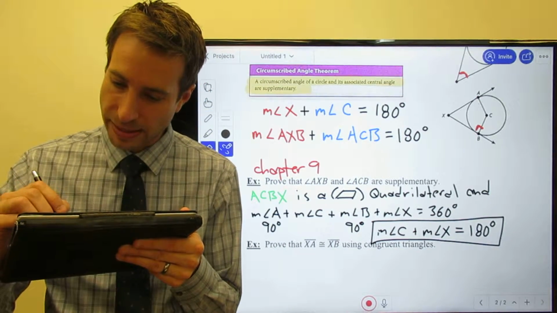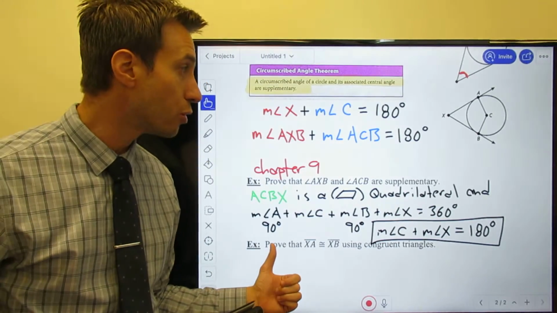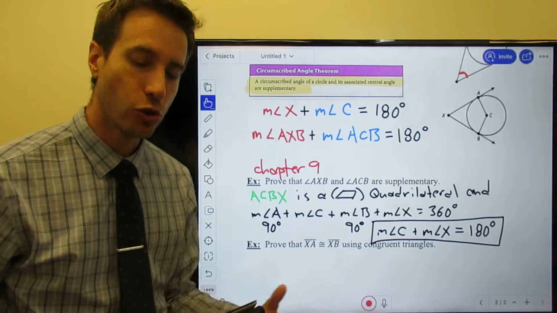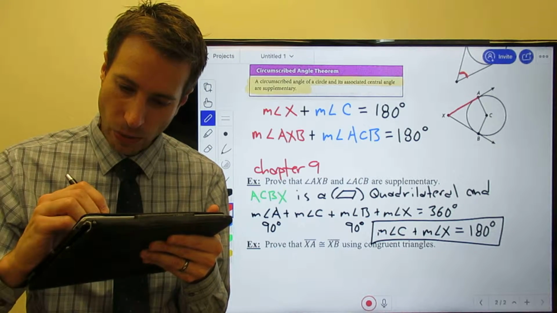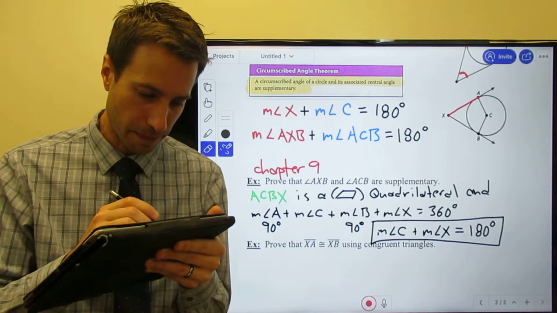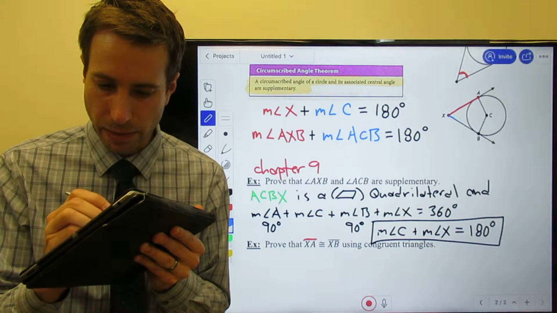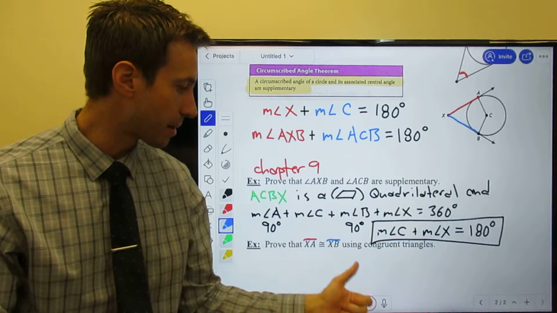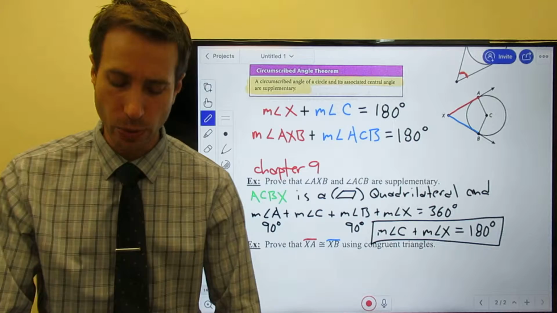Okay, let me go ahead and erase that real quick. We need to answer yet another question. Here's what I want you to do. I want you to prove that AX and XB are congruent. Let me show you. Here's line XA or AX. There. AX, which will be in red, and XB, this guy right here, which will be in blue. I want you to prove that those two line segments are congruent. And I give you a hint. You'll do it using congruent triangles.